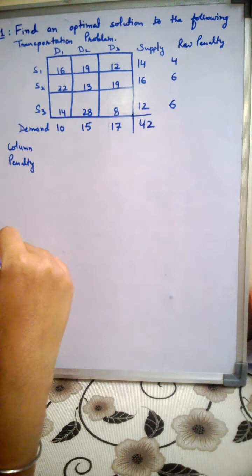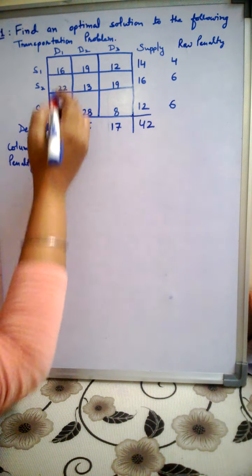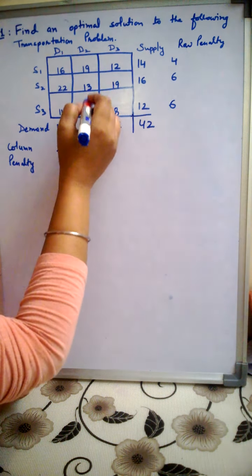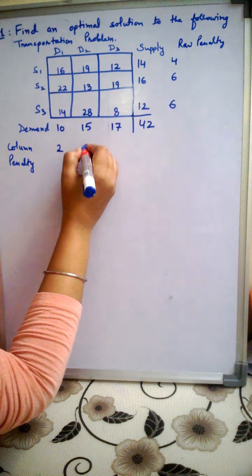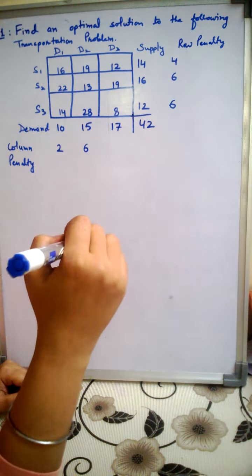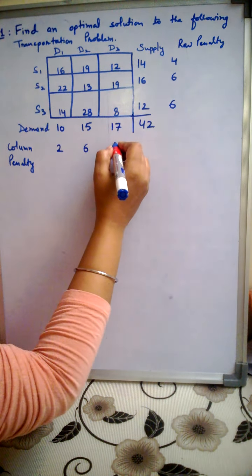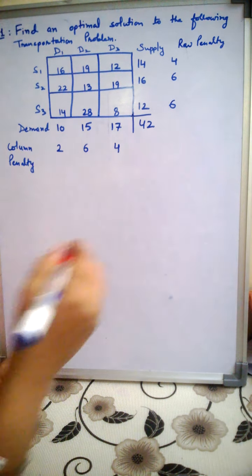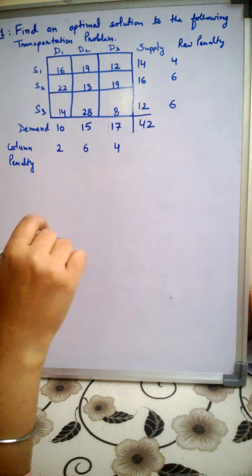Similarly, we'll find out the column penalties. For the first column, the penalty is the difference between 14 and 16, that is 2. For the second column, the penalty is the difference between 13 and 19, which is 6. And for the third column, the penalty is the difference between 8 and 12, which is 4. Now we look for the maximum penalty in row as well as column penalty.